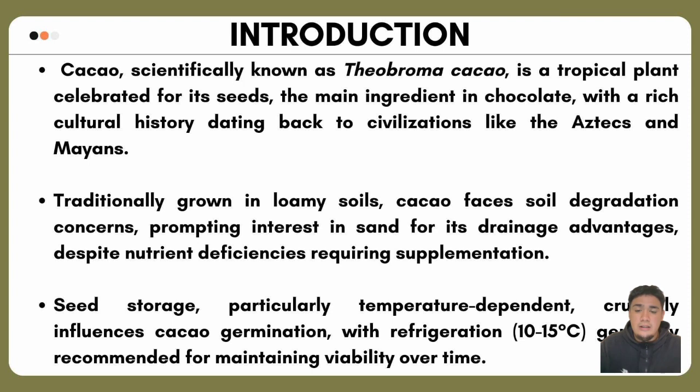Cacao is scientifically known as Theobroma cacao. It's a tropical plant celebrated for its seeds and the main ingredient in chocolate, with a rich cultural history dating back to civilizations like the Aztecs and Mayans. Traditionally grown in loamy soils, cacao faces soil degradation concerns, prompting interest in sands for its drainage advantages, despite nutrient deficiencies requiring supplementation. In seed storage, temperature crucially influences cacao germination, with refrigeration at 10 to 15 degrees generally recommended for maintaining viability over time.